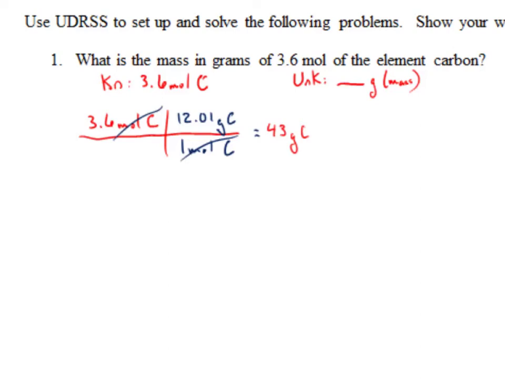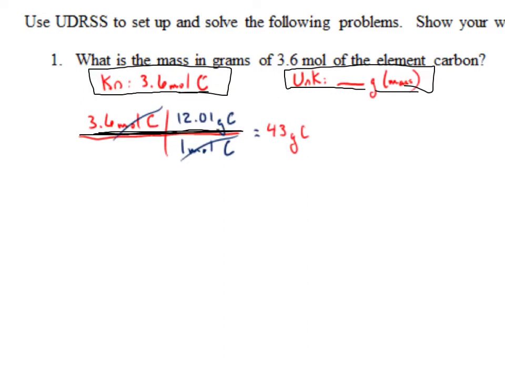So I just want to point out here that in this particular problem, it says, what is the mass? So that is our unknown. What is the mass of 3.6 moles of the element carbon? So that is what we know. That's what we are starting with here in this problem. So we set down our picket fence. We write 3.6 moles of carbon.